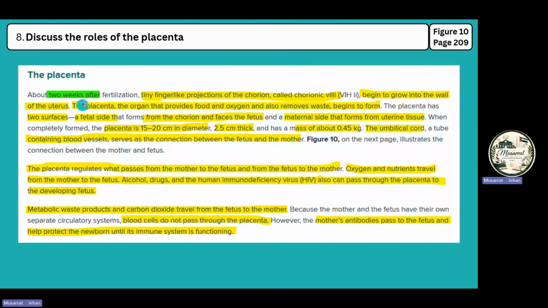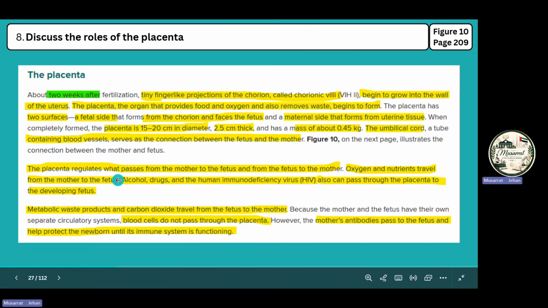2 weeks after fertilization, tiny finger-like projections of the chorion, called chorionic villi, begin to grow into the wall of the uterus. The placenta is the organ that provides food and oxygen and removes waste. It has 2 surfaces, a fetal side from the chorion that faces the fetus and a maternal side that faces the uterus, uterine tissue. When it is completely formed, it is 15 to 20 centimeters in diameter, 2.5 centimeters thick, and around 0.45 kg. The umbilical cord containing blood vessels serves as a connection between fetus and the mother.